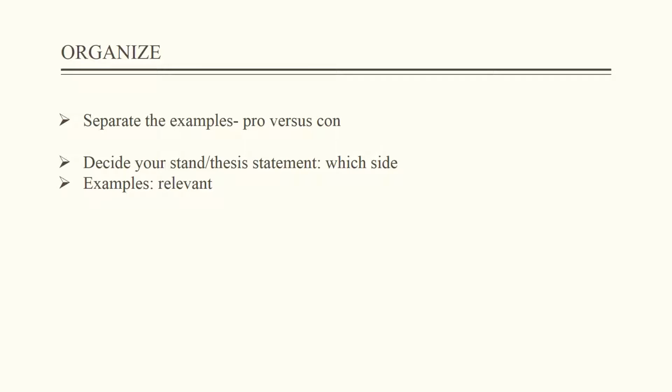The first step in organization is to separate your examples. You separate the examples that support the pro side from those that support the con side. Even though you might have a strong preference for one position, you might notice that the examples you have listed tend to support the other side of the issue. So there's no right or wrong answer to the issue. It's all about the examples. Whichever side has more examples, you can pick that and make it your thesis statement.